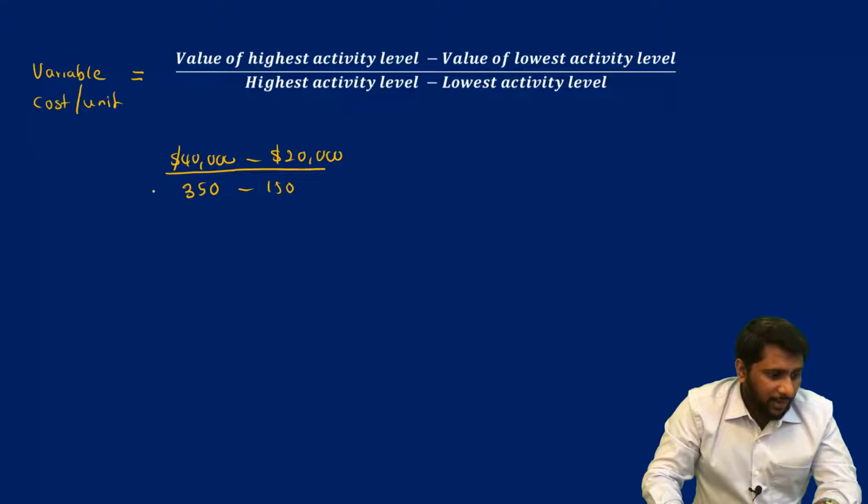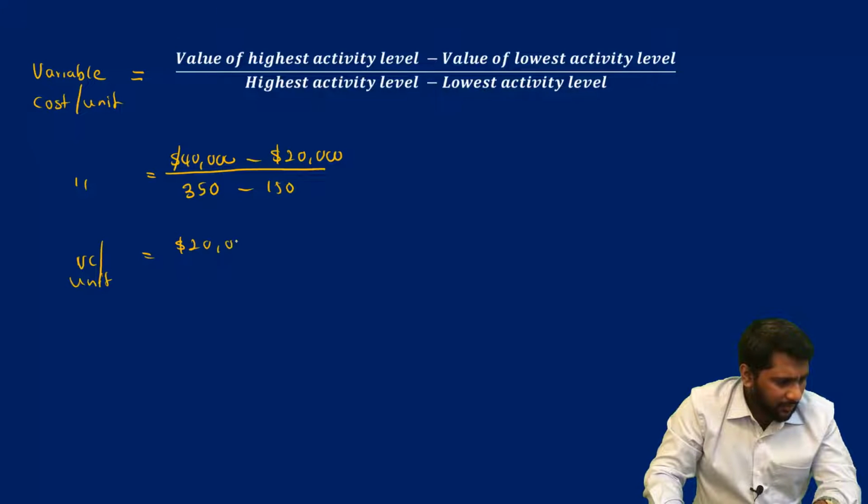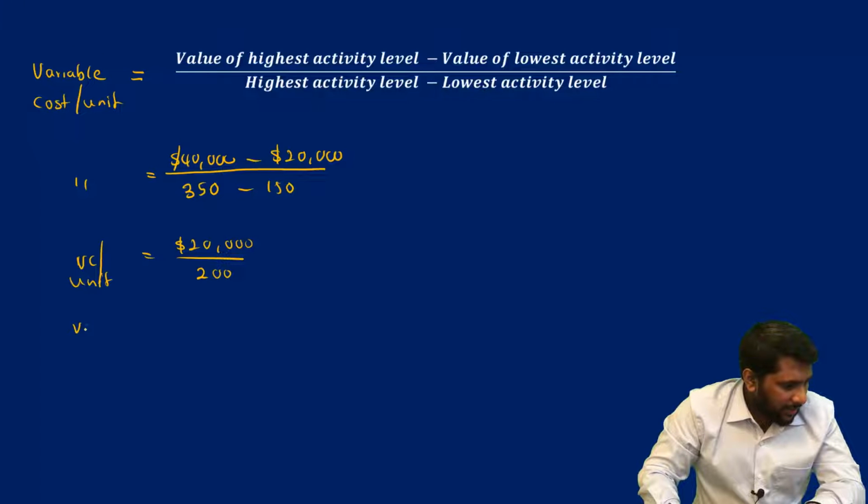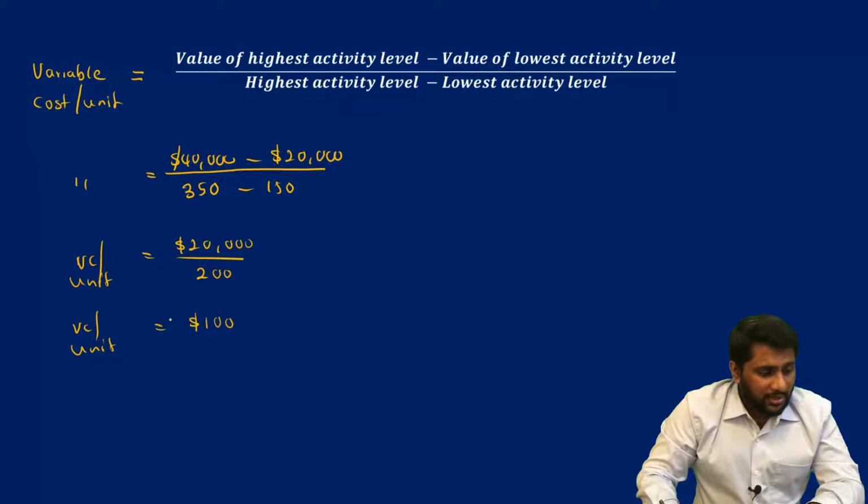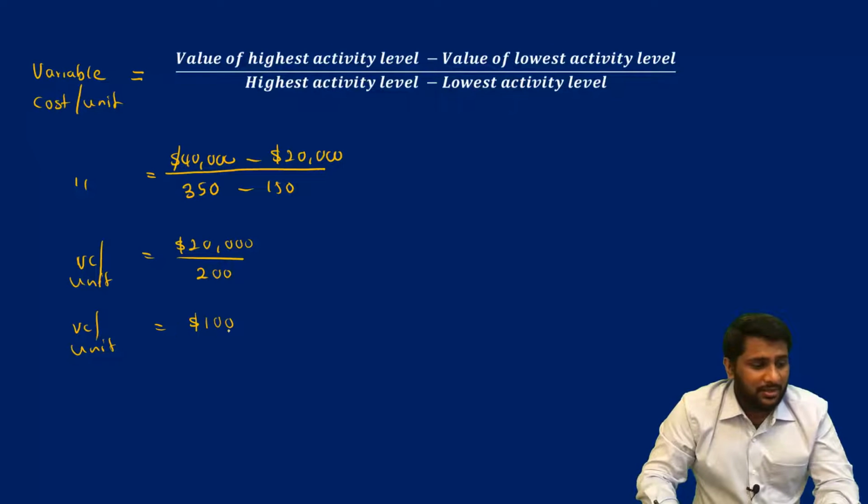Using this formula, you can calculate the variable cost per unit in this question. So what is the variable cost per unit? 20,000 divided by 200. You are getting a variable cost per unit of 100. Using this variable cost per unit, I can calculate my fixed cost.